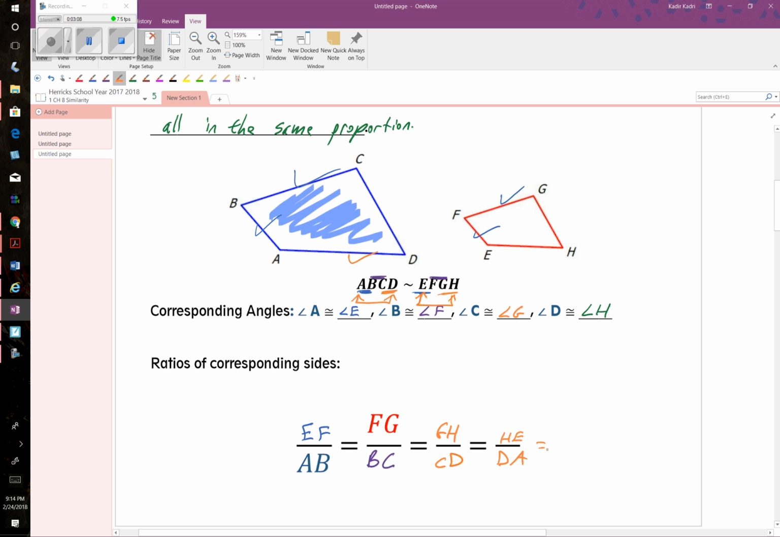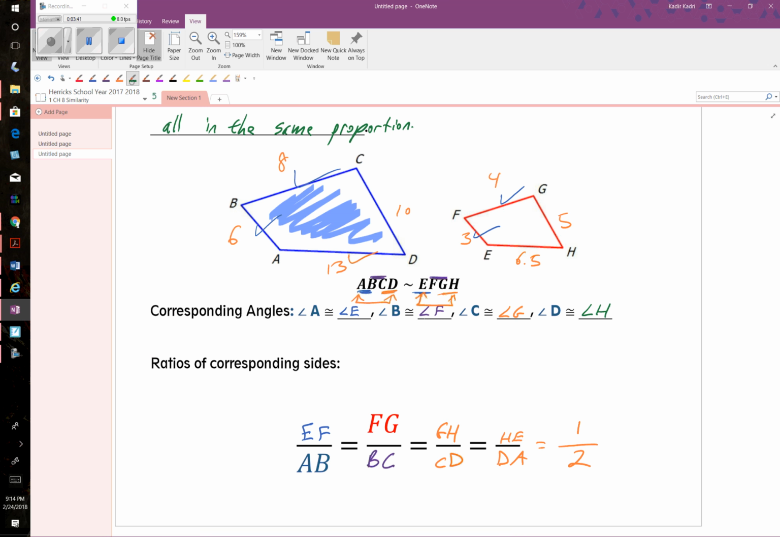Okay, and here's an example. One way we can figure out what these sizes are is, let's say this guy is 6, this is 13, this is 10, and this is 8. And this guy over here is 3, 6.5, 5, and 4. Well, what is the scale factor? Well, if we're going from big to small, in a way, we can say that the small one is half the size of the big one, right? So the scale factor has to be less than 1.